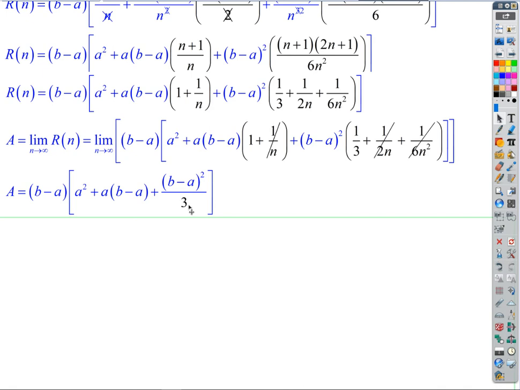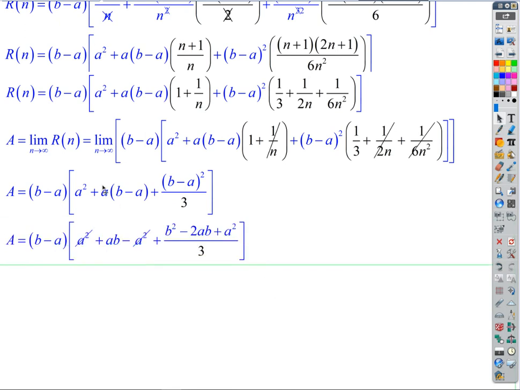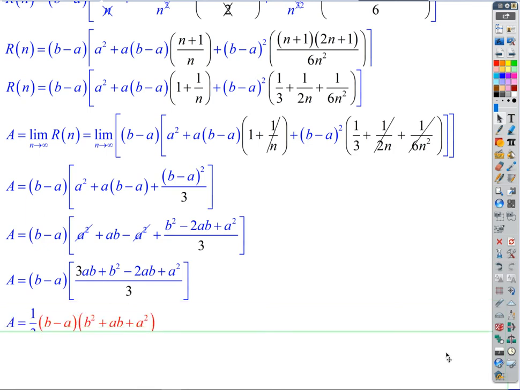Well, let's get a common denominator. Let's multiply each of these by 3 over 3. Well, I guess I can cancel. If I distribute the a, I can cancel the a squareds. That's good. And if I multiply this by 3 over 3, I just get 3 times ab plus all this stuff over the common denominator 3. Okay, let's add up like terms. What do we end up with? If I add up like terms, I've got 3ab minus 2ab is just ab. I've got a b squared, I've got an a squared, and at this point, let's just pull that 3 out front as a 1/3. Okay, does that look familiar to you?